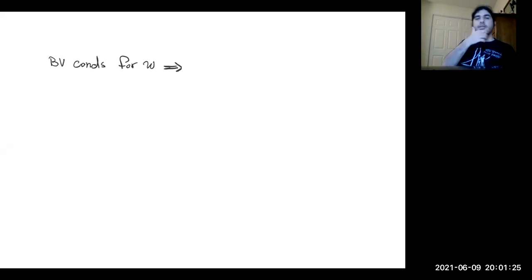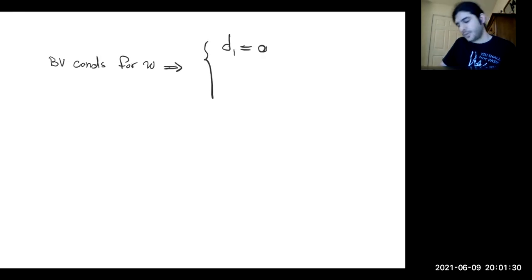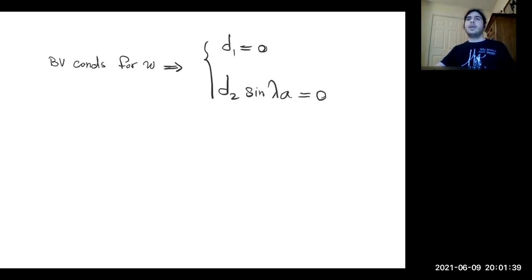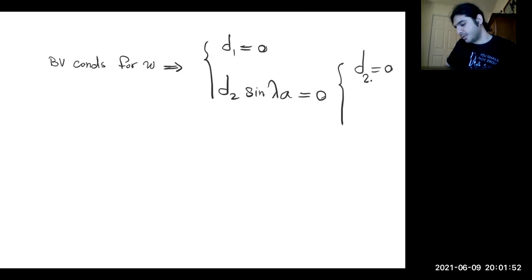Okay, so the boundary conditions for W become some conditions for D1 and D2. One of them simply says D1 is equal to 0. The other one says D2 sine of lambda A is equal to 0, right? Now D1 being 0, that's clear. The second condition, we have a multiplication of two things being 0. There are two things that might happen. Either D2 is equal to 0 or sine of lambda A is equal to 0.